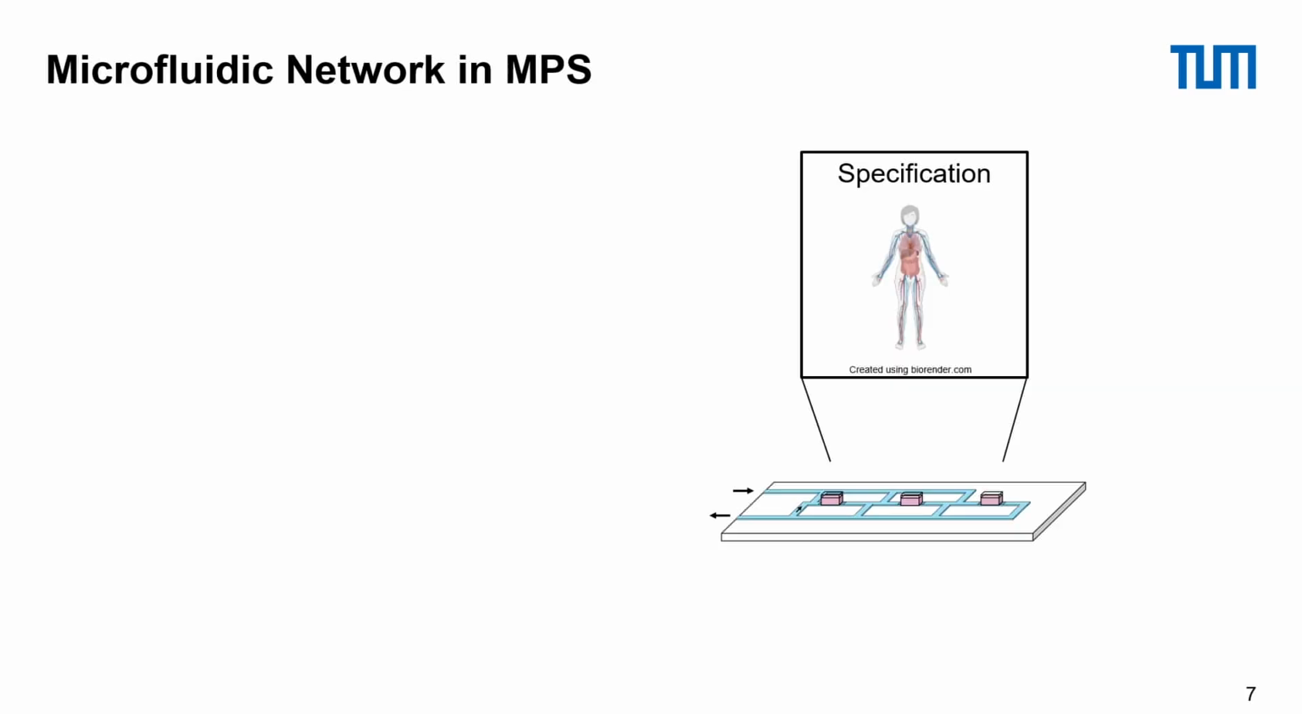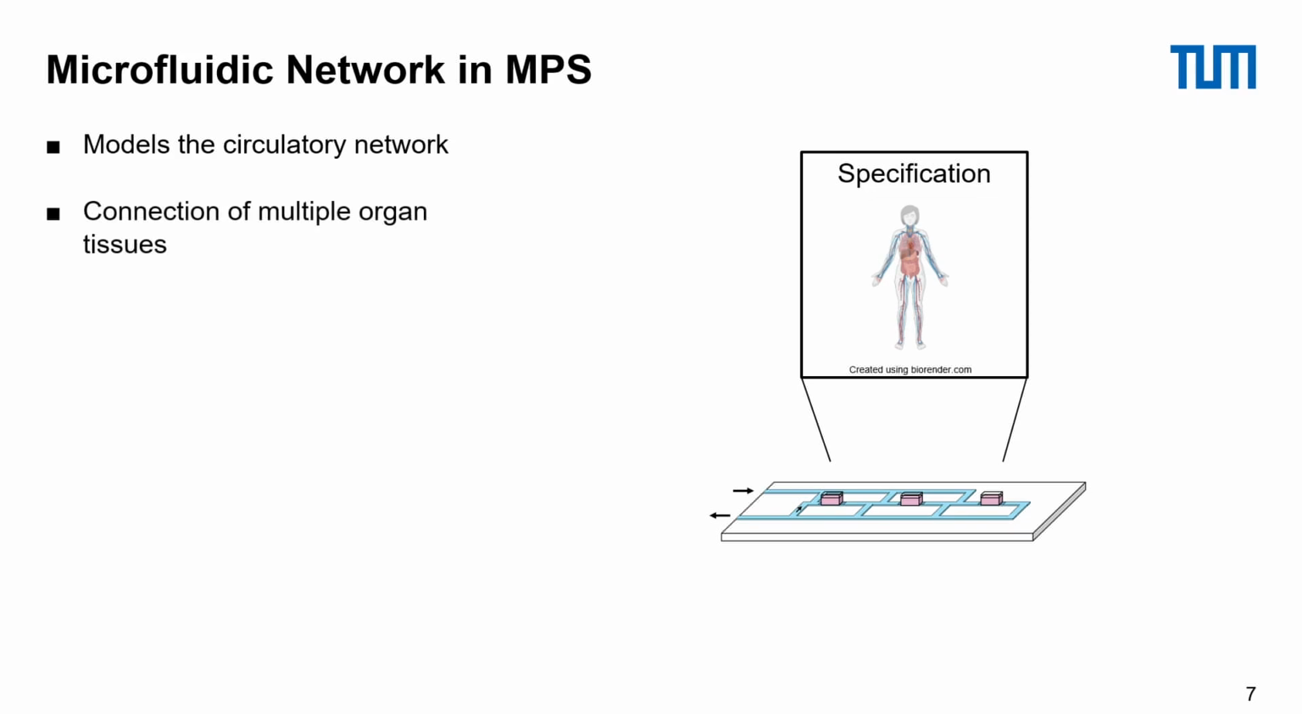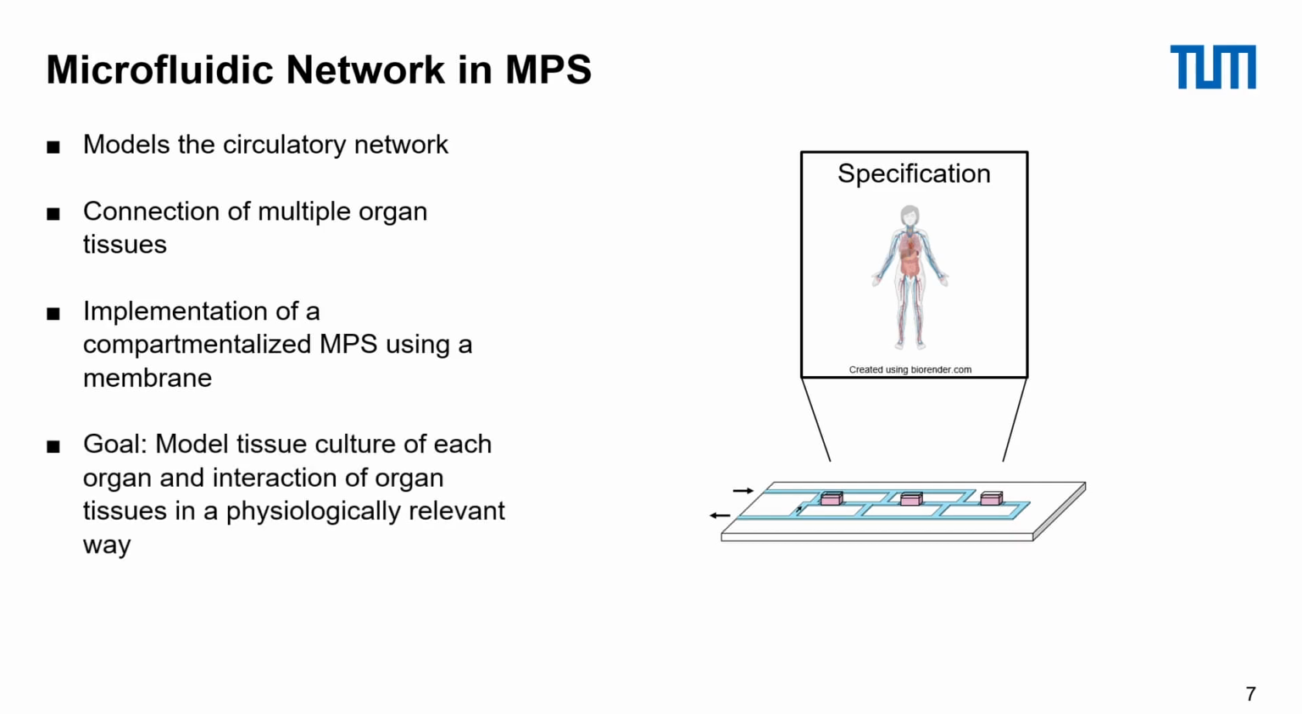Now, let's look at this in a bit more detail. So we want a specification, and this is just a schematic of a microphysiological system. We want to model the circulatory network, since this is the microfluidic circuit that has the most similarity to our electrical engineering basis. And we want to connect multiple organs. In that, we also want to implement a compartmentalized MPS, because we've seen in a lot of literature that that's what's being used. And also it has this separation of concerns between the organ modules themselves, then the membrane, and then the circulating fluid network. And the final goal is to model the tissue culture and the interaction of the organs in a physiologically relevant way.